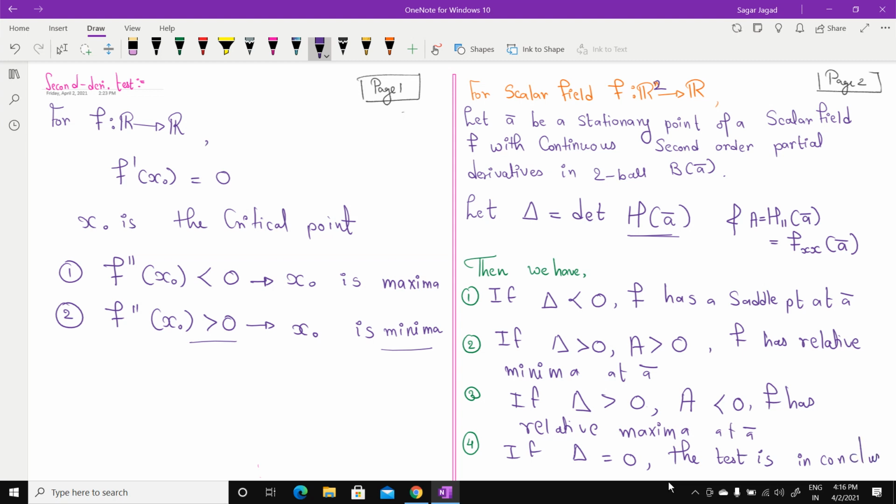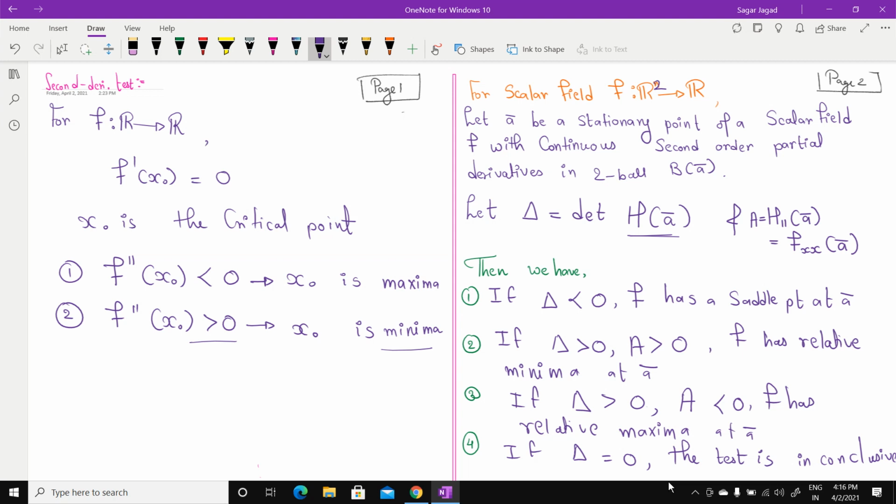Okay, so this is the test. I will request students to read it once and note it down, because we will be using this test now. I will solve one example in which I use this test. First of all, we will find the stationary point. Then I'll use this test to classify the stationary points. Okay, so this is the test.